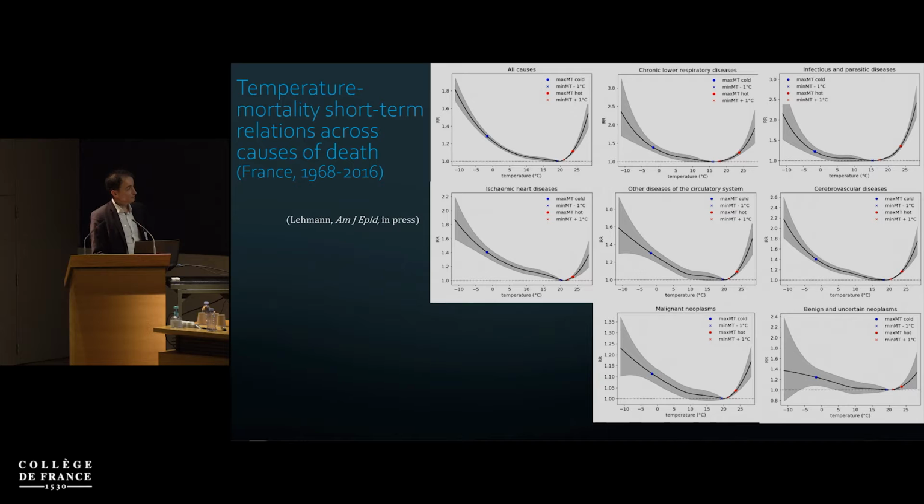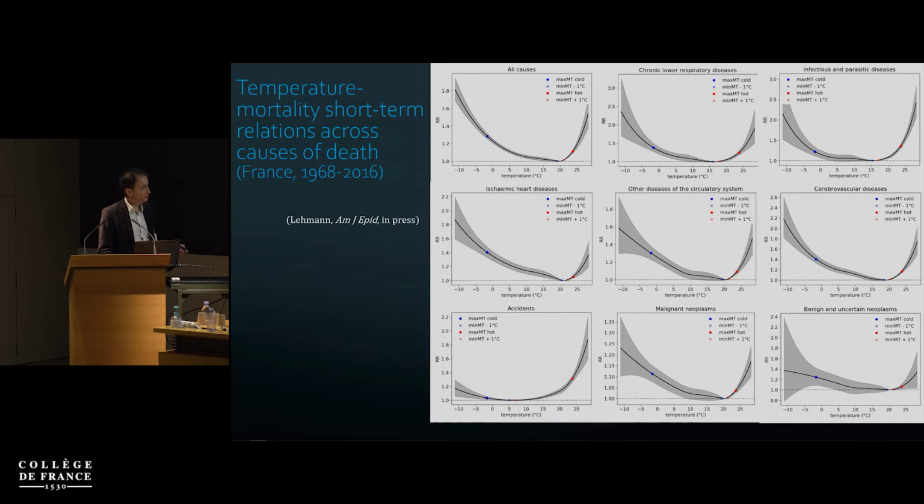Also for tumors, malignant tumors, for benign neoplasms, the uncertainty is quite broad because the number of death cases is much lower. In the case of death by accident, there's clearly the increase at higher temperature and not very steep association with colder temperature. That association here might be due to people having more activities leading to accidents during nice days with rather warm temperatures.